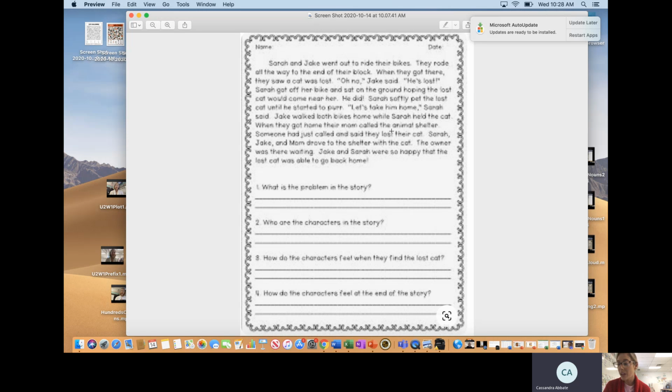Yes, they took the cat home. They decided to call the animal shelter because that's always a really good thing to do when you find a lost animal. You should always call an animal shelter to see if anybody's missing that pet. And they brought the cat to the shelter because there was somebody looking for that lost cat. So the solution was they called the shelter and the owner was able to get their lost cat back.